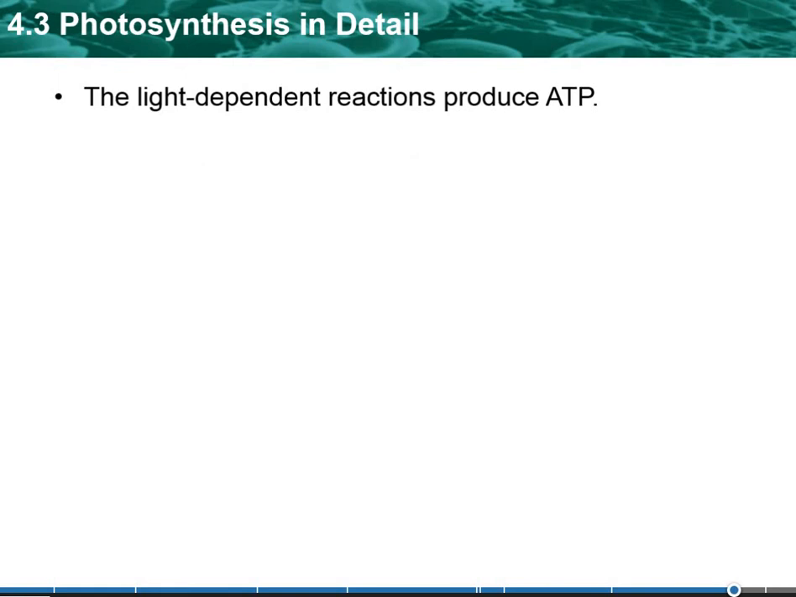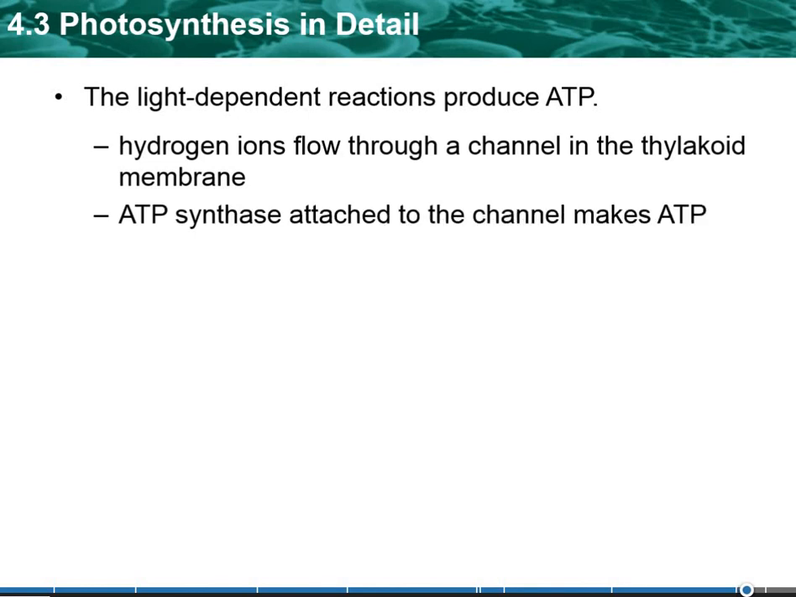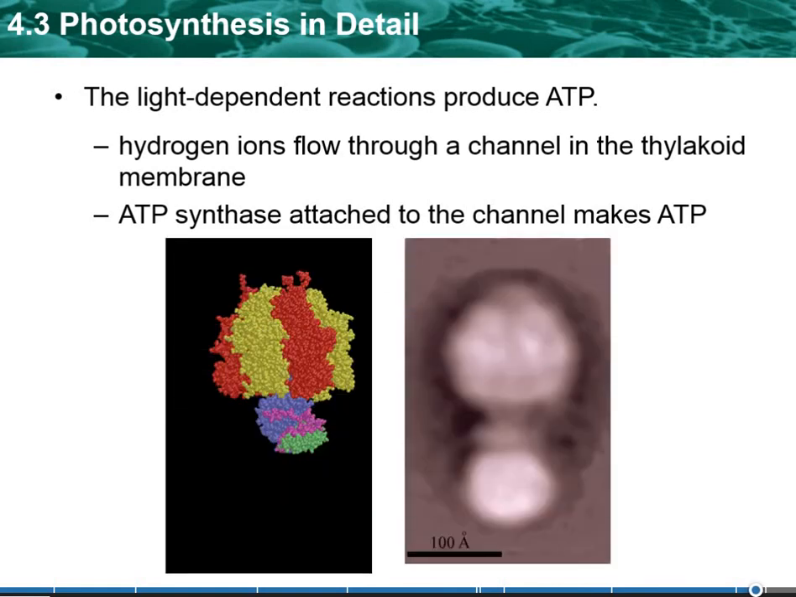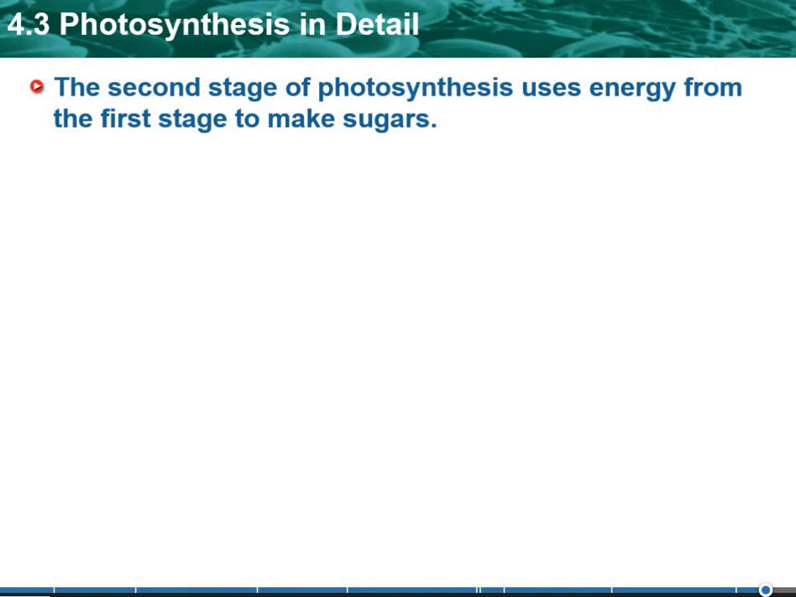So the light-dependent reactions produce ATP. The hydrogen ions are going to flow through that channel in the thylakoid membrane. That ATP synthase is going to attach to the channel and make ATP. So that's microscopic views of it. The second stage of photosynthesis is the light-independent reaction.